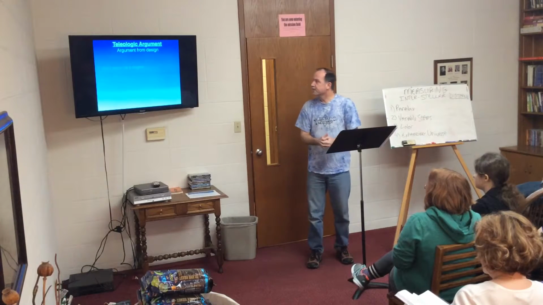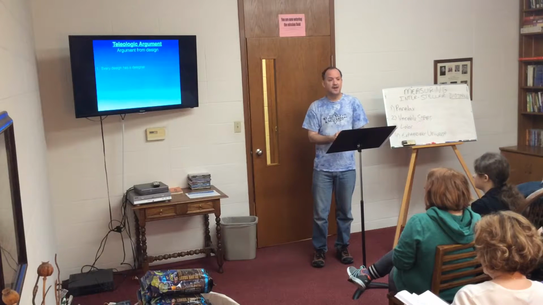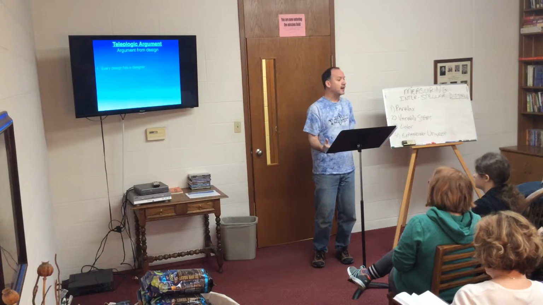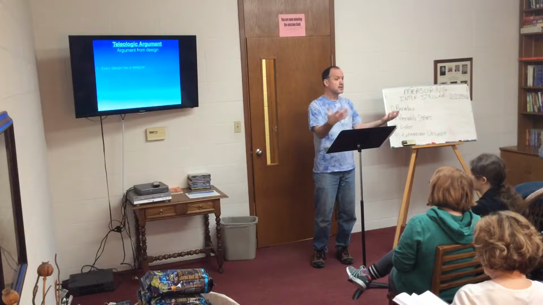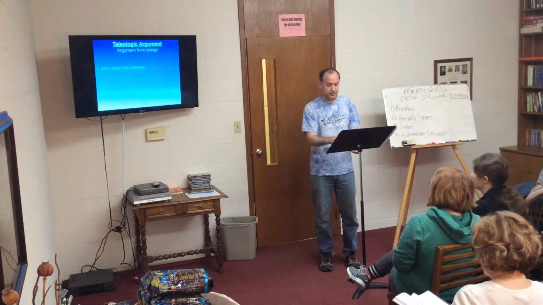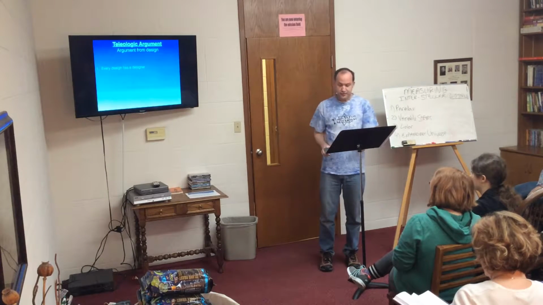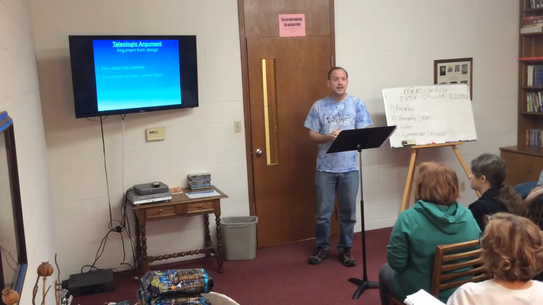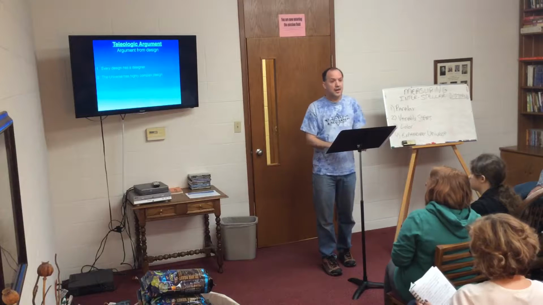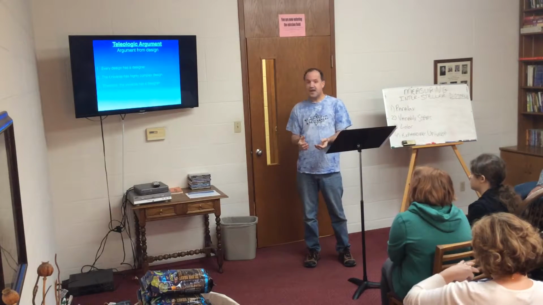Number one, every design has a designer. That is simply implied. If you see a design, it means there's a designer. That's just simple. That's first order. Number two, the universe has a highly complex design. Therefore, the universe has a designer.